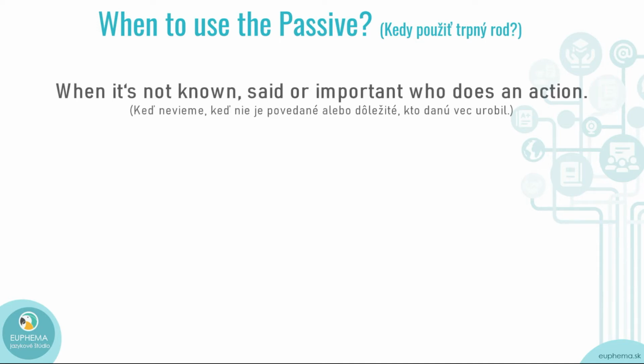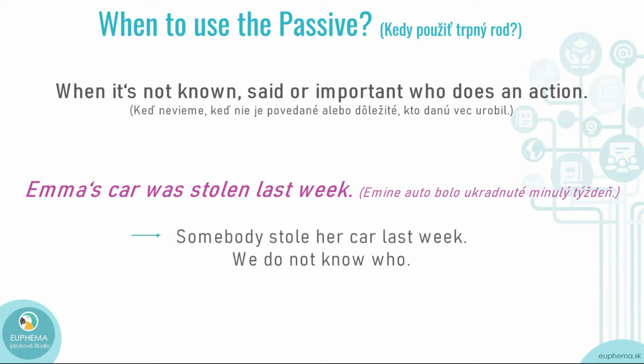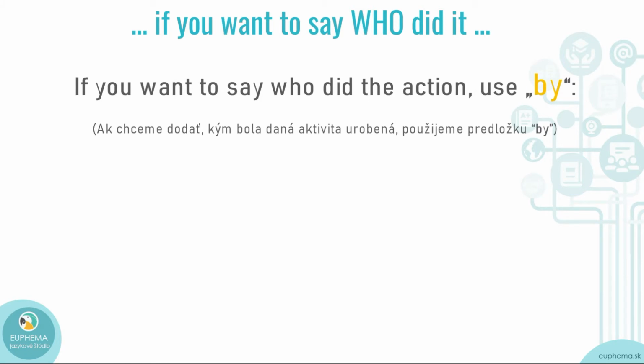Next question is when to use the passive. Well, we use the passive when it's not known, not said, or not important who does an action, right? For example, Emma's car was stolen last week. That means that somebody stole her car last week, but we do not know who. The important fact is that her car was stolen. If you want to say who did it, you can still use passive, but you have to use this preposition by. By who was it done, right?